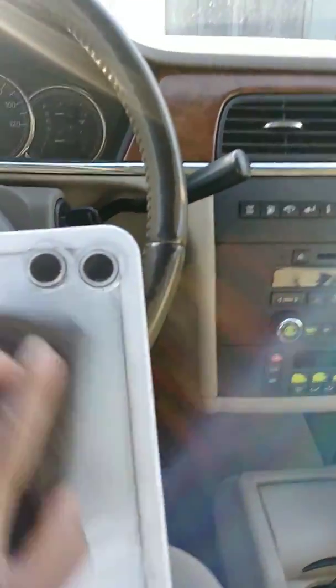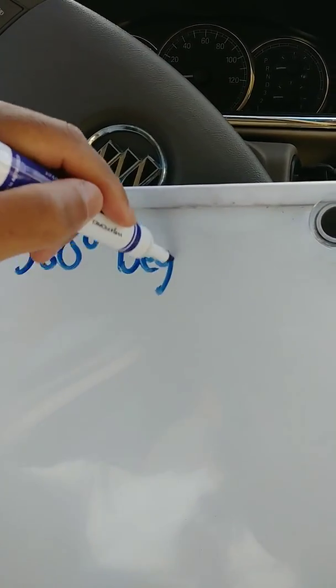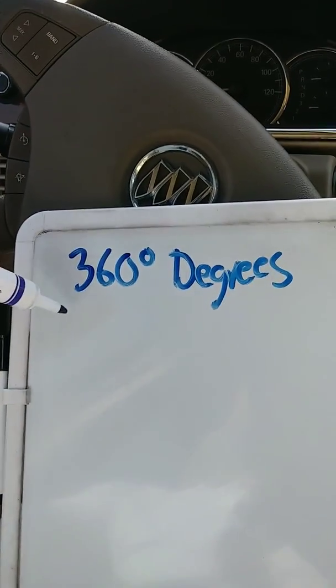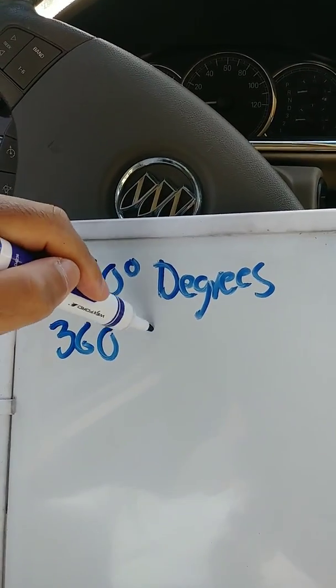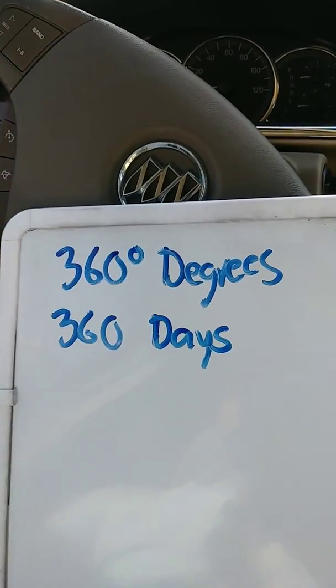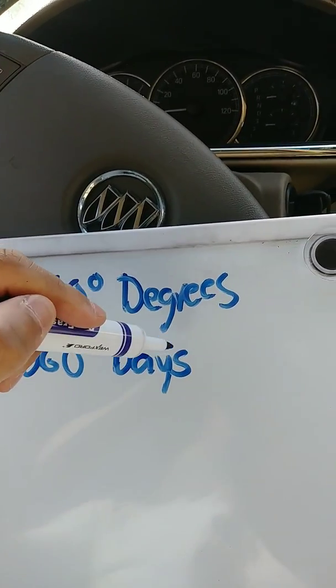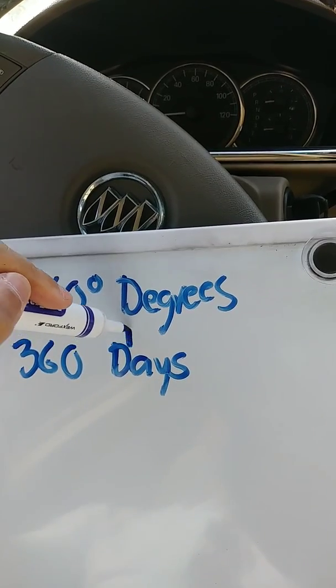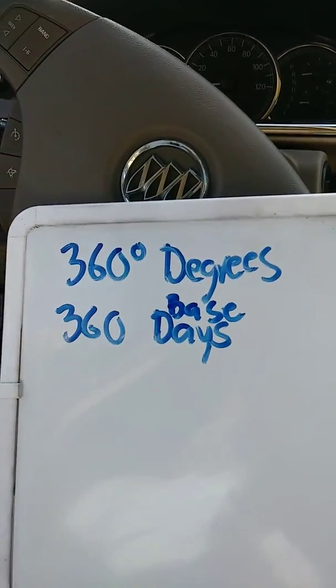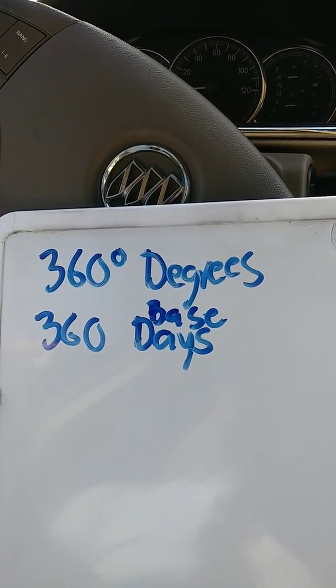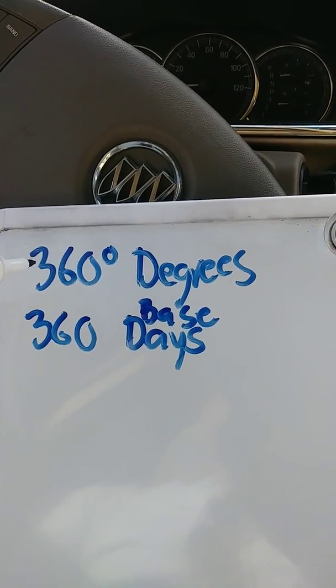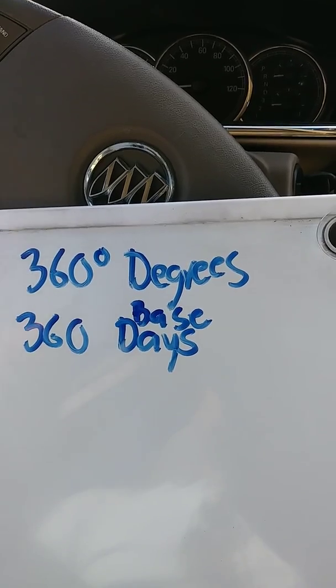Alright, so because the luminaries complete a 360-degree circuit in the heavens, the year then is base 360 days. I should actually put that here. So the year is base 360 because of the circuit that the sun, moon, and stars travel.